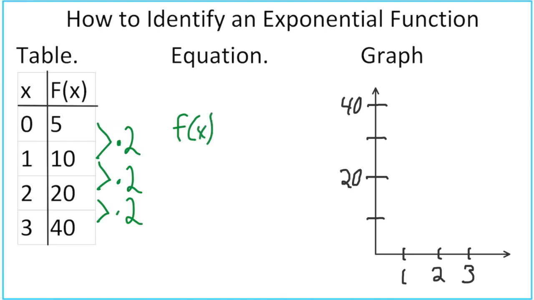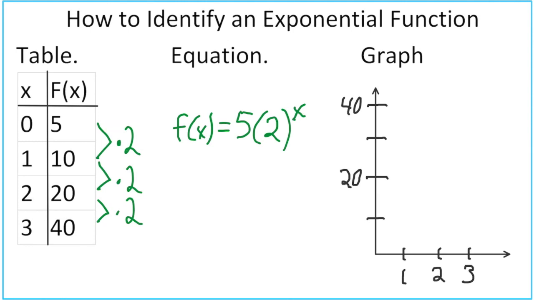So the equation for this, f of x is equal to, you start with your initial value. What is your f of x value when x equals 0? In this case, that is 5. And then next comes what your multiplier is. The number that we're multiplying by each time is 2. And this is exponential, and that gets written right there.